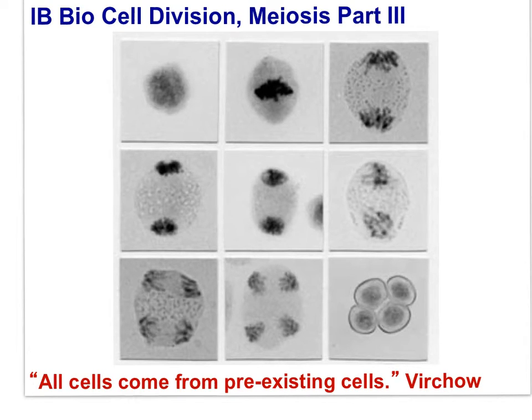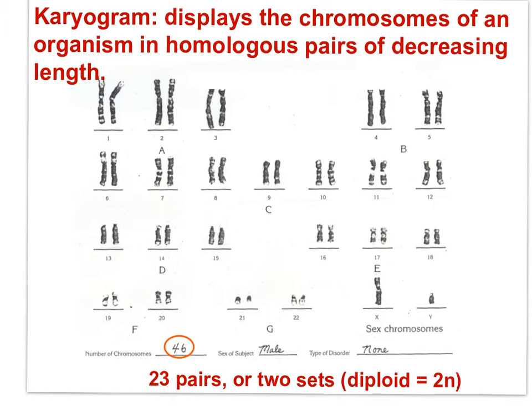The essential ideas are, first, chromosomes carry genes in a linear sequence that is shared by members of a species, and secondly, alleles segregate during meiosis, allowing new combinations to be formed by the fusion of gametes. Karyograms display the chromosomes of an organism in homologous pairs of decreasing length. Humans have 46 chromosomes total, 23 pairs, as you can see here.